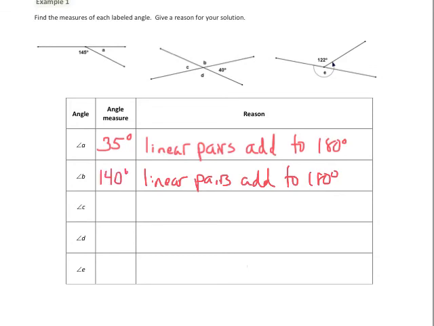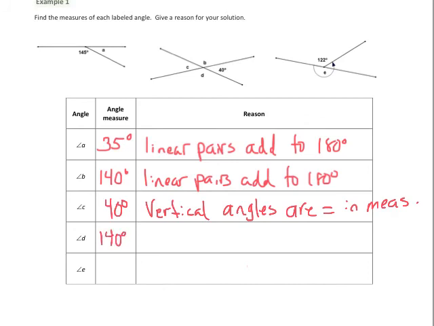Once you have those two, we can easily find angle C and angle D, because C is vertical to 40 and D is vertical to B. So the measure of angle C has to be 40 degrees. The reason is that vertical angles are equal in measure. We could also say they are congruent, but we'll say equal in measure today. Same thing with D. D is vertical to B, so D is 140 degrees. Same reason, vertical angles are equal in measure.